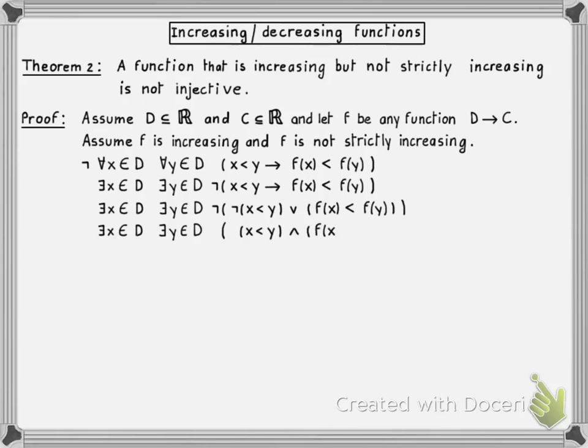And here is the result. In other words, those two negations cancel out. And the negation of f of x strictly less than f of y is f of x greater than or equal to f of y. Don't forget the equal sign here.